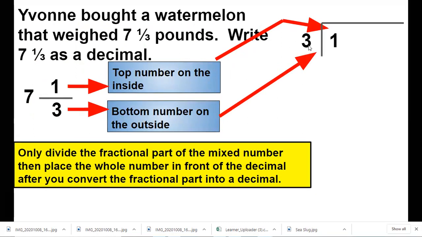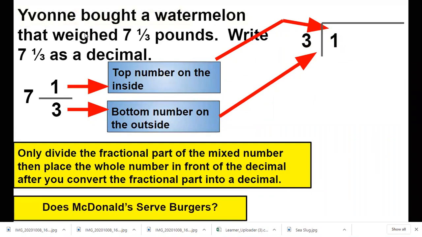Well, we can't take a 3 into a 1. Get my spotlight. Can't take a 3 into a 1. So what are we going to do? We're going to add a 0. How many 3s go into 10? Well, first we have to put our decimal point there. And then we say, well, 3 times 4 is 12. That's too high. Then I can go to 3 times 3. And that's 9. So I'm going to put a 3 up there.